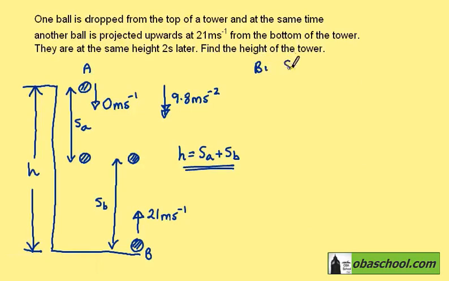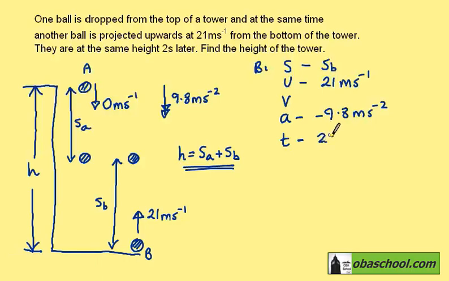Doing the same for object B, collect the information using SUVAT. The distance is SB. The initial speed is 21 meters per second. We're not interested in v. The acceleration is in the opposite direction to the initial velocity. Since the initial velocity is positive, we take the acceleration to be negative, and the time is 2 seconds. These four quantities are related by S equals ut plus a half at squared.